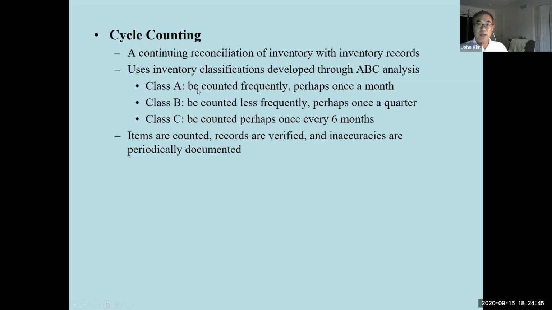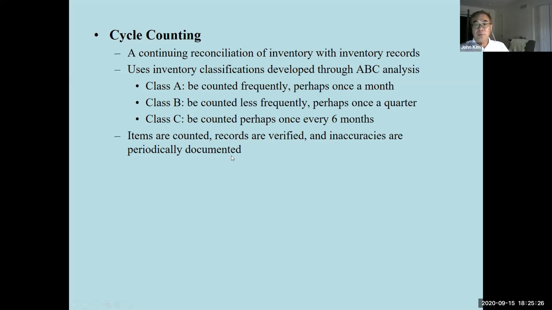Use inventory classification, class A, B, and C. Class A is important inventory, so count frequently, like once a month or once a week. Class B, less frequently, like once a quarter. And then class C, not often, maybe every 6 months, and count the inventory to match and so on.